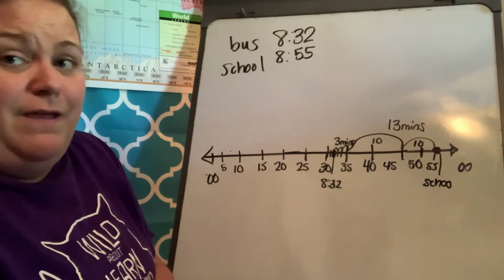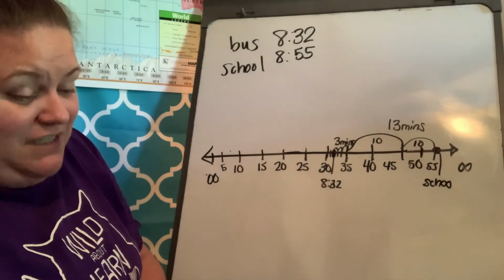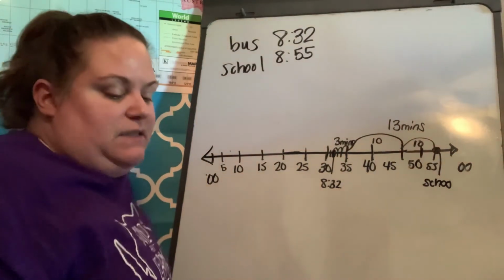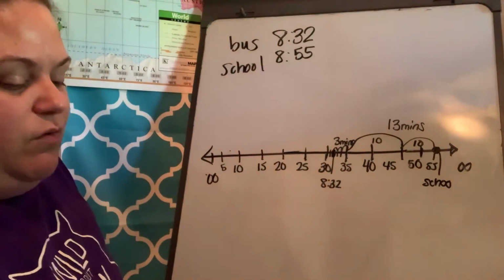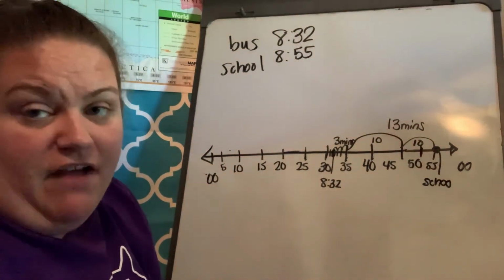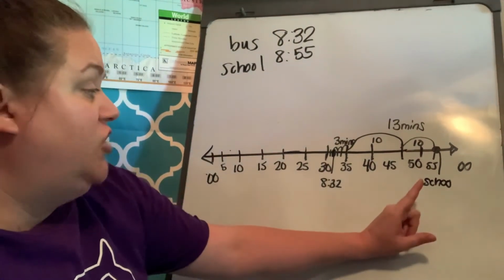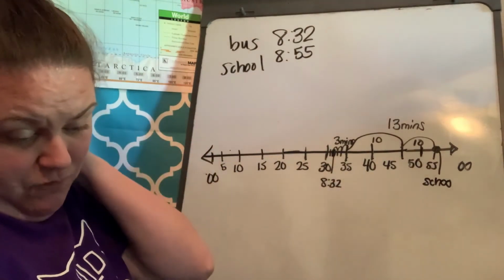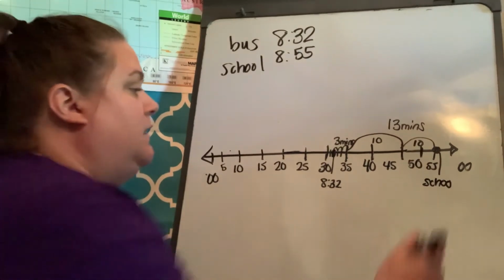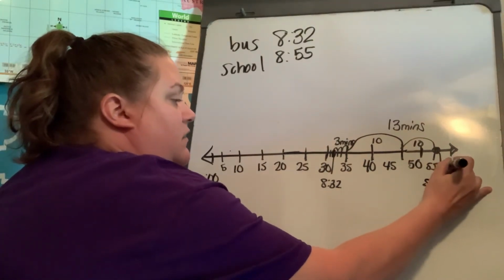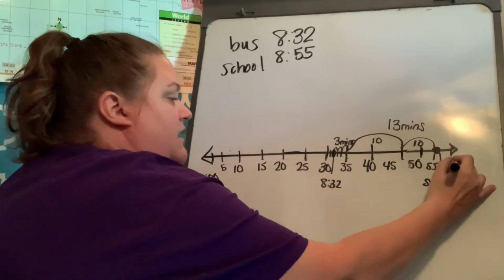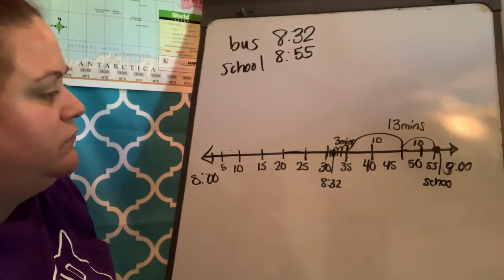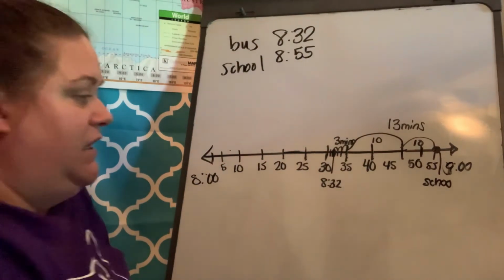But wait, there's more. So if we know that Tim's bus ride is 13 minutes, Joan takes the same bus, but her bus ride is 25 minutes long. So if they have the same bus, we know that Joan is going to be at school at 8:55 with Tim. Oops, I didn't put that in there. Oh, that's very messy. So we know that took 13 minutes.